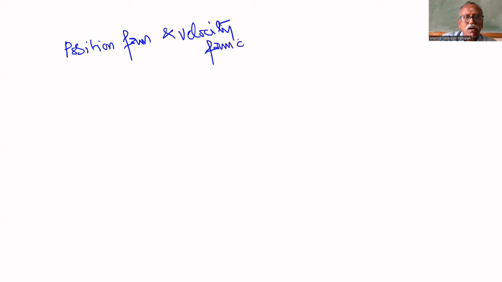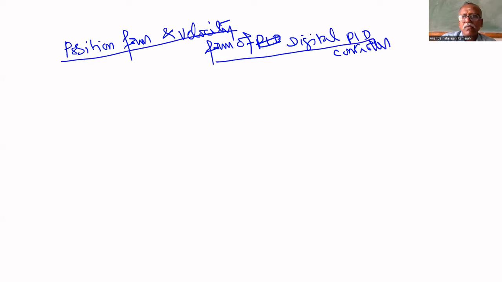The velocity form and position form of the algorithm that we have to see. Position form and velocity form of PID, digital PID algorithm, digital PID controller.